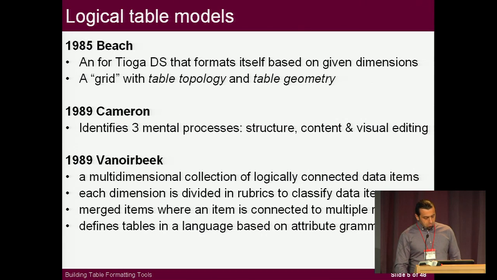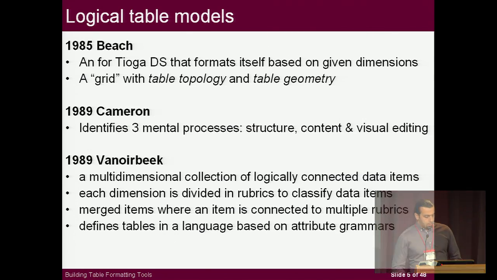He presented a model where the table was in fact a grid that had a table topology and a table geometry. Beach defined the table as an abstract object in the Tioga document processing system, and the object knew how to format itself based on given dimensions. In 1989, Cameron identified three mental processes in table editing: structural editing, content editing, and visual editing.